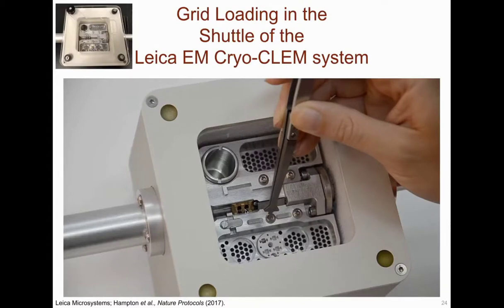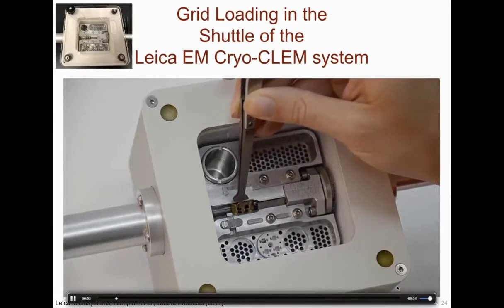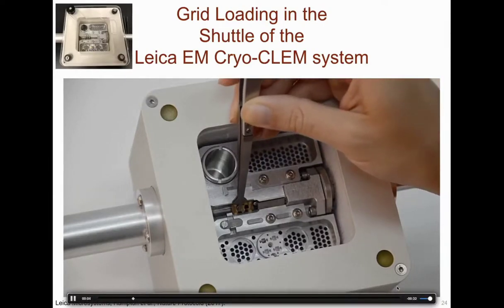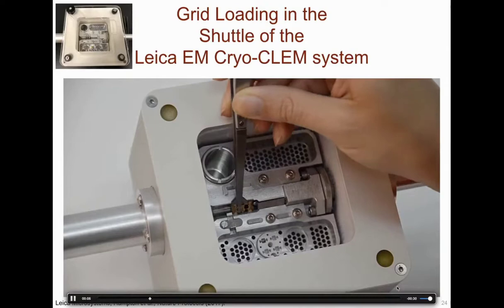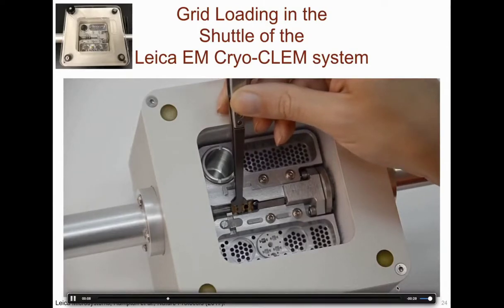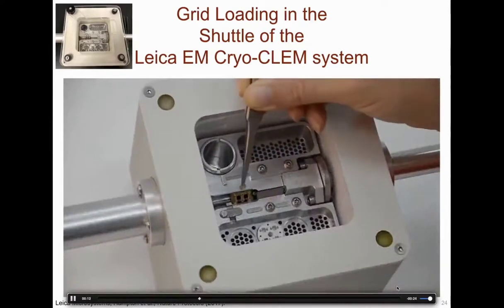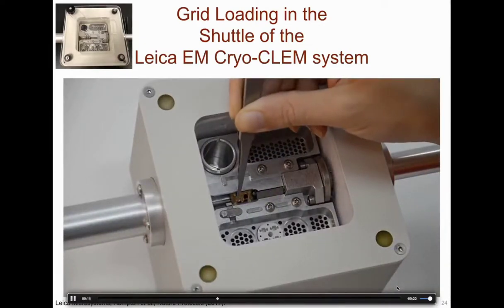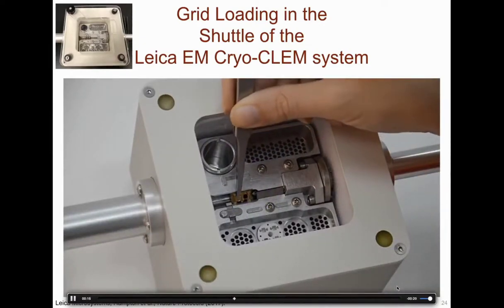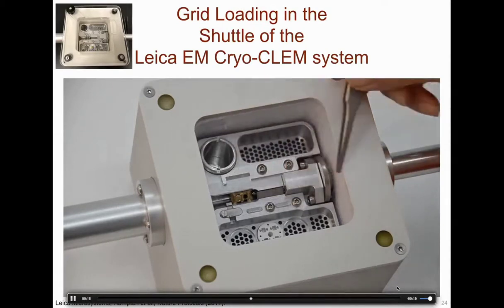In this video, you will see 3 options for loading EM grids into the cartridge. For easier viewing, the processes were demonstrated at room temperature. The first is loading a pre-clipped grid with specialized support tweezers. Pre-clipping gold or other fragile grids into an autogrid can be a good idea because the grids are extremely fragile and easily damaged.